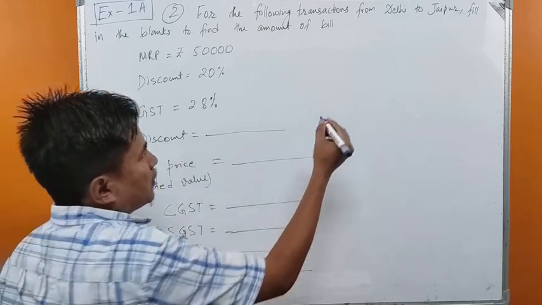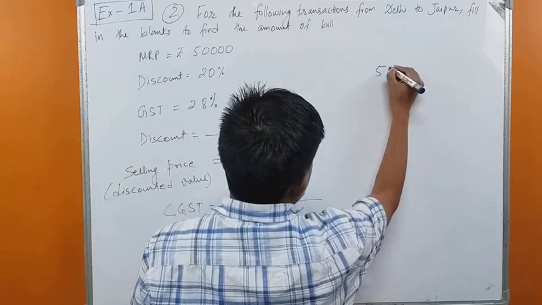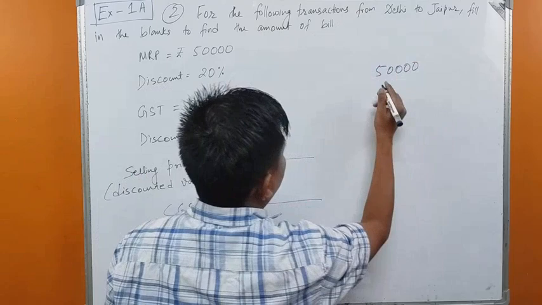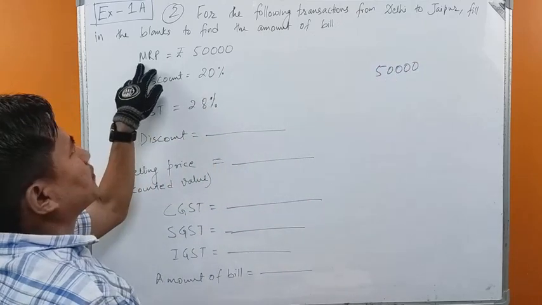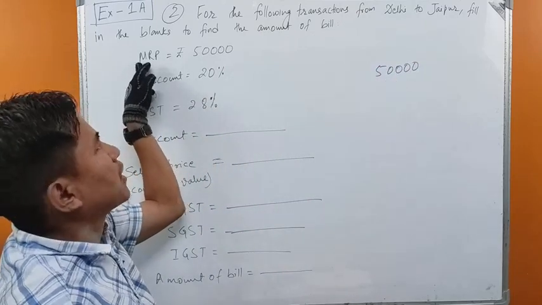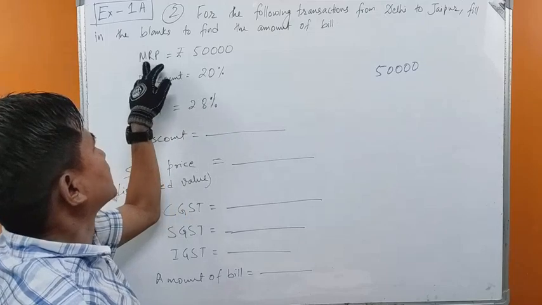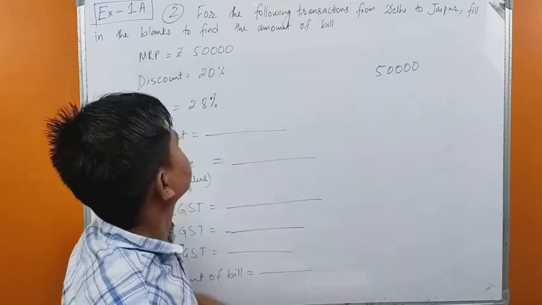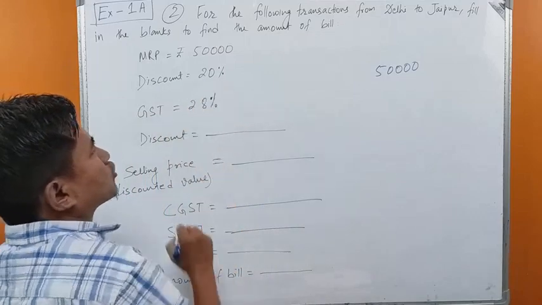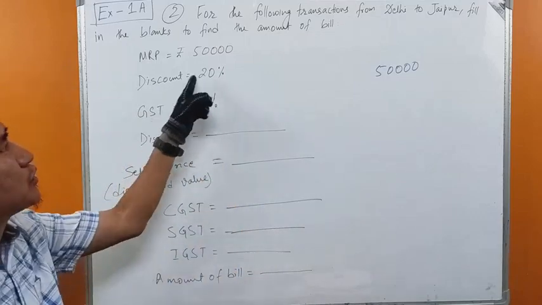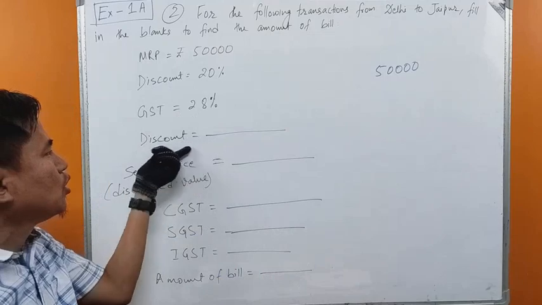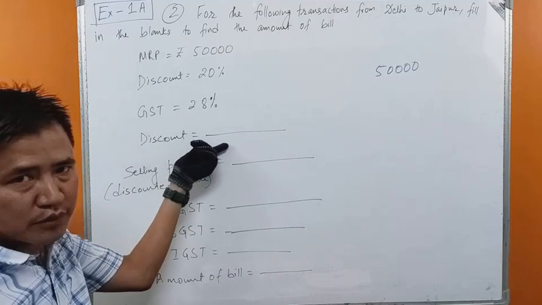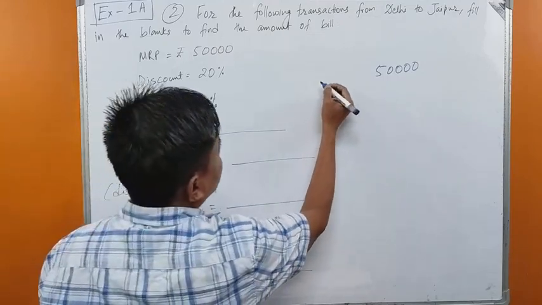The mark price is 50,000, isn't it? MRP means maximum retail price, or the mark price, or you can say the list price. MRP given is 50,000. Percentage of discount is 20%. So we are asked to calculate the amount of discount, isn't it?